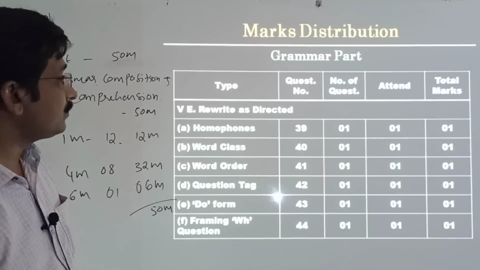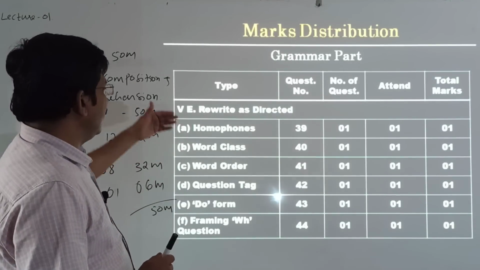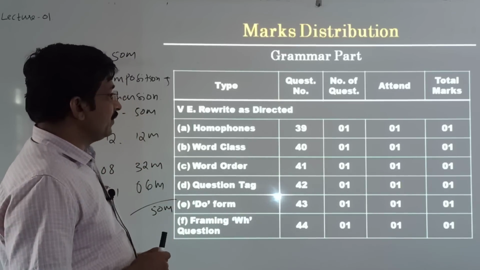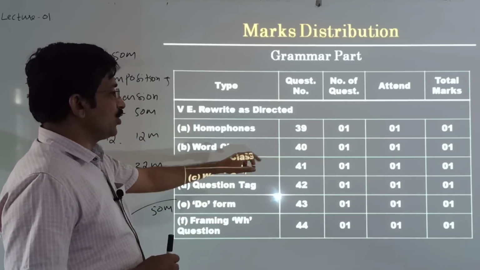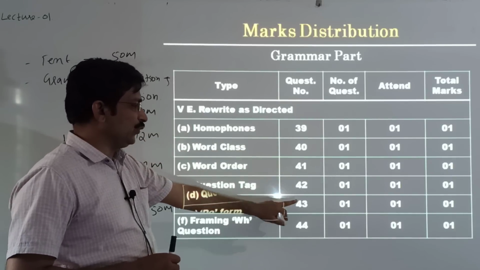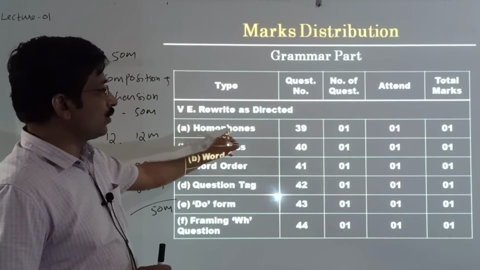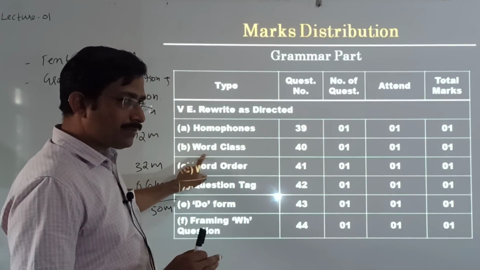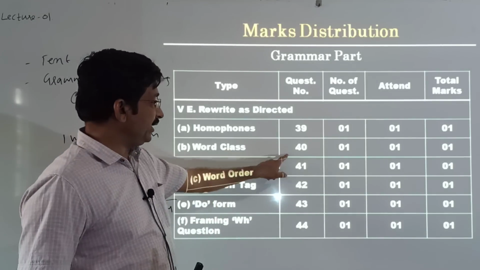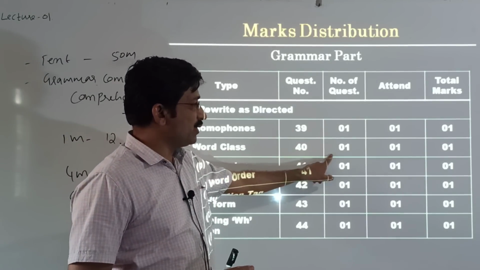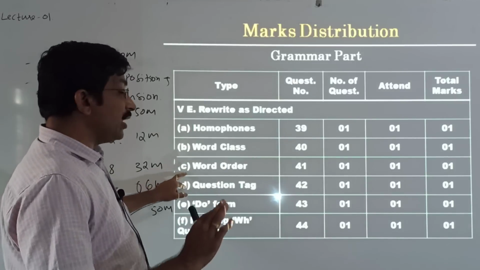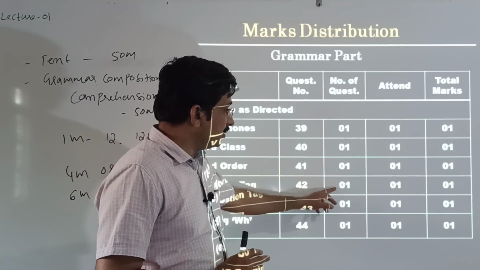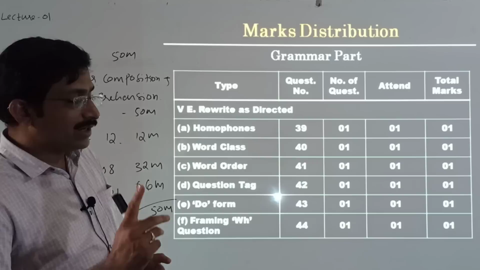The next, 5th E, rewrite as directed. These are for 1 mark each. Question numbers 39, 40, 41, 42, 43, 44. Homophones, question number 39, one question, 1 mark. Word class, question number 40, 1 question, 1 mark. Word order, question number 41, one question, 1 mark.